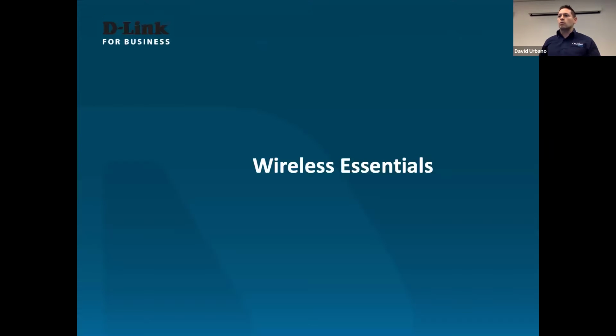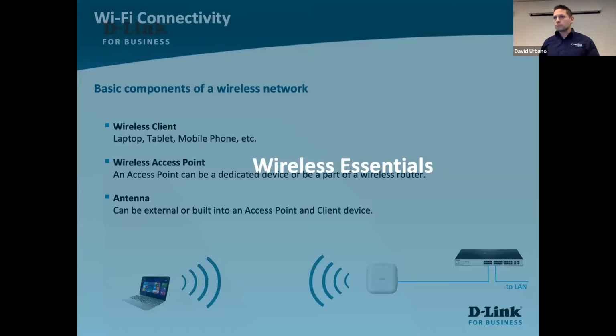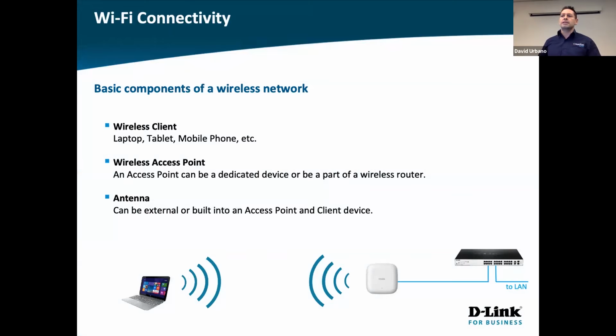So to start with, wireless essentials. Let's look at the basic components of a wireless network, all right? So basically, the wireless clients, the access points, and the antennas. In the antennas, we need to talk about external or internal antennas. We have different devices that can be used in different environments, outdoor or indoor.